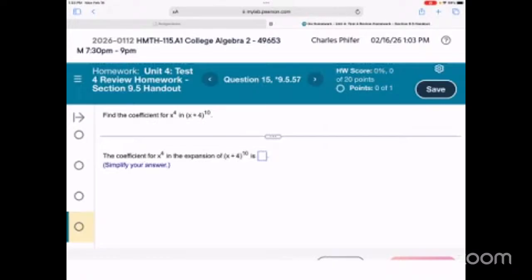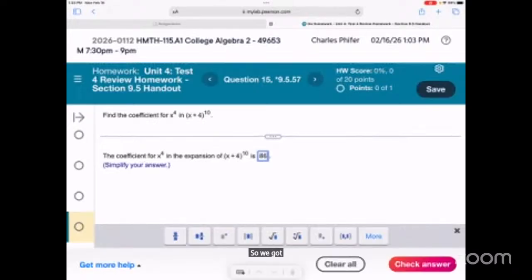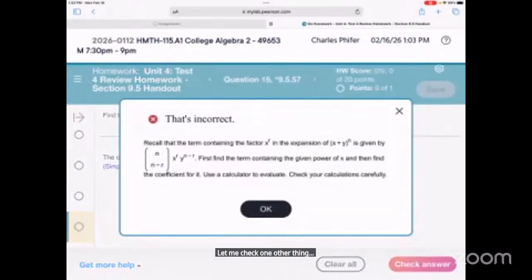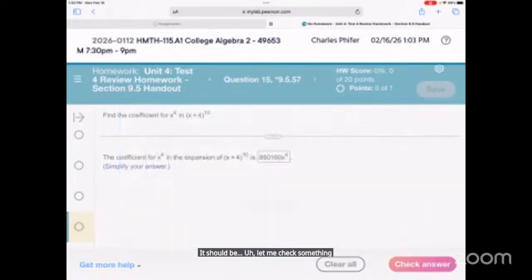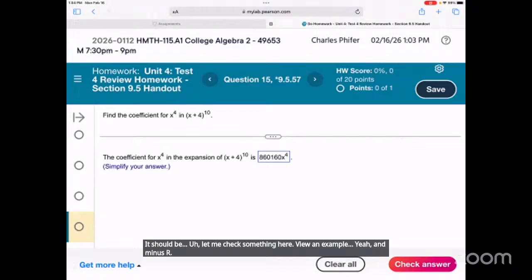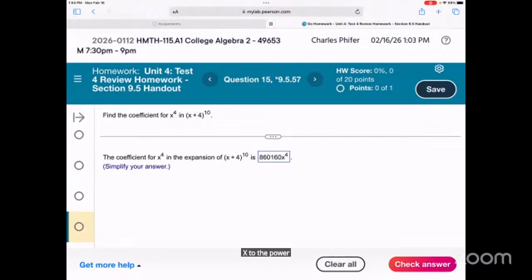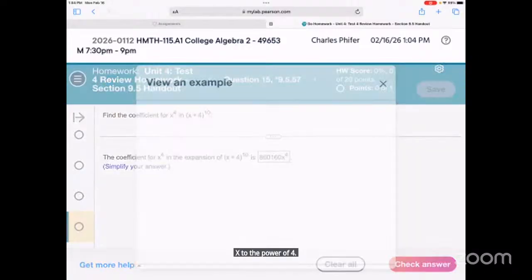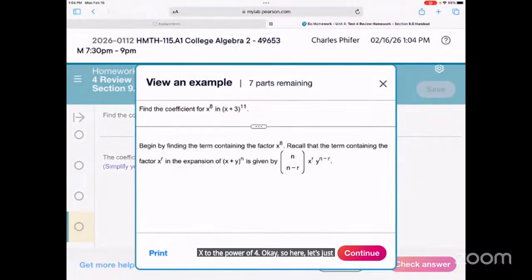Okay. So we got 860, 160, x to the power of 4. Let me check one other thing. It should be, let me check something here. Give an example. Yeah, n minus r. X to the power 4. Okay, so here, let's just do this. We'll be a little bit more direct.